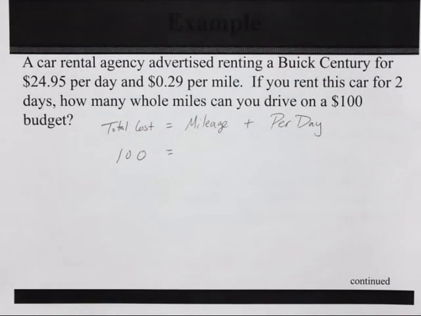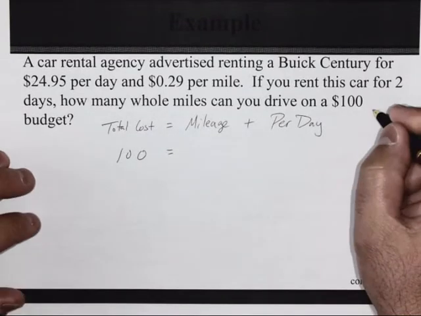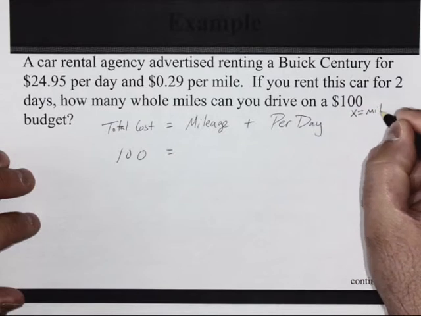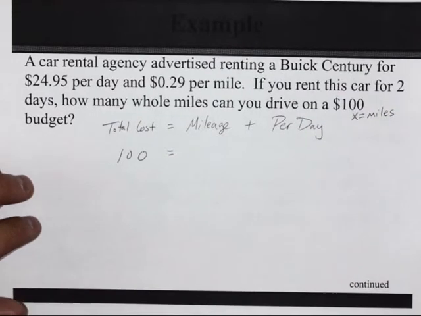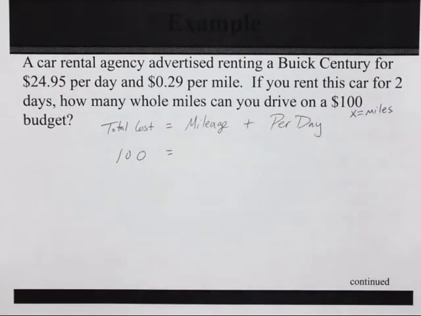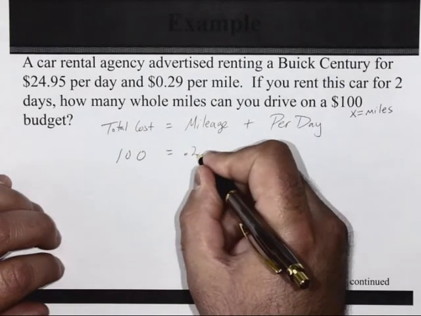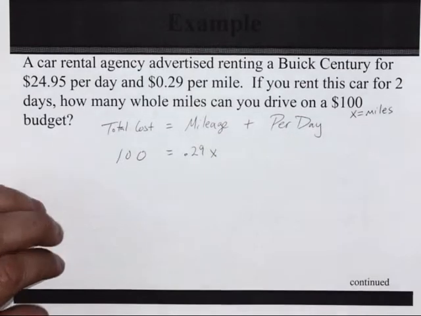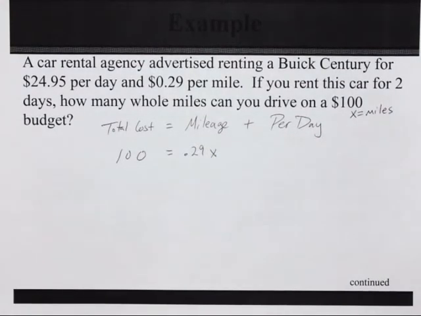So we're going to replace that with 100. Okay. Mileage is 29 cents per mile. All right, and the miles is what we're solving for. So miles is unknown. So we're going to let that be our variable, and we'll let that variable be x. So x is the number of miles that we drive. So the mileage cost is 29 cents per, which means multiplication, mile. And x is the number of miles. We do not know that information. That's what we're solving for.